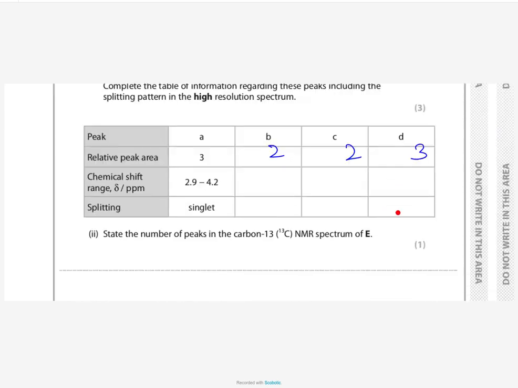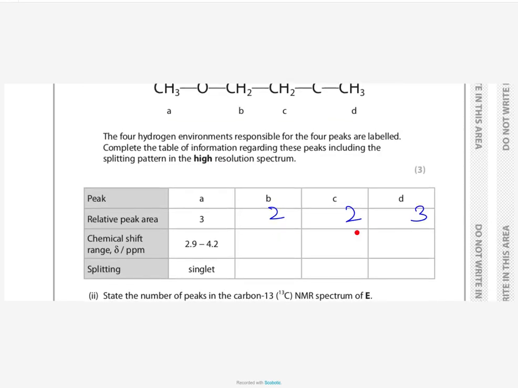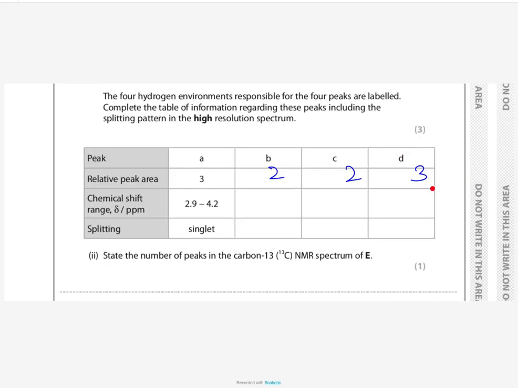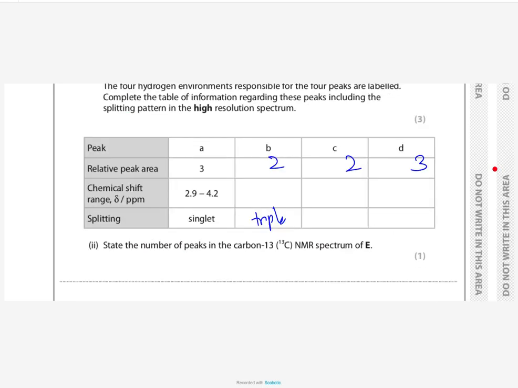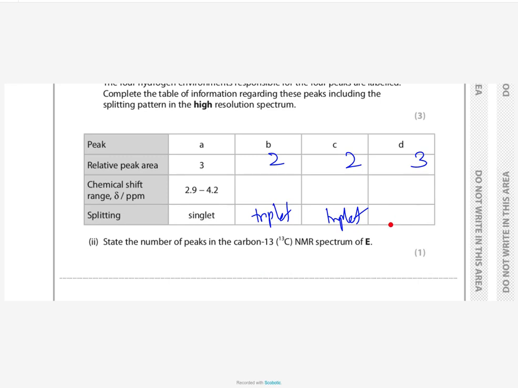Chemical shift values, you have to use a data booklet for that. What's the chemical shift value? Okay, you can get me the chemical shift values, I will work on the splitting patterns. B will split into a triplet. C also a triplet, adjacent to hydrogen. D, singlet. There's no hydrogen on the adjacent carbon. There's no adjacent carbon. Can you get these values? Chemical shift values?